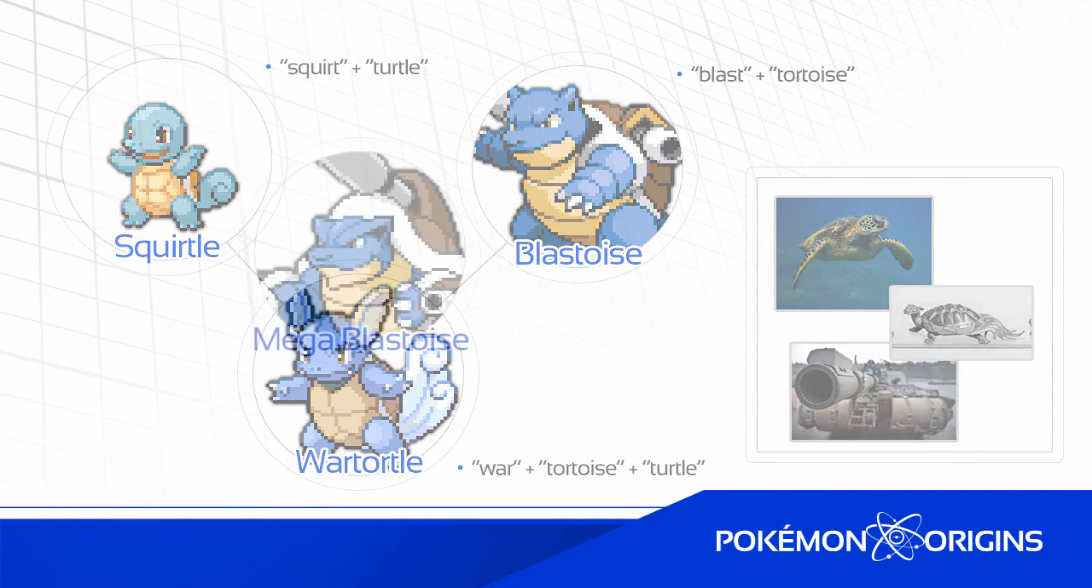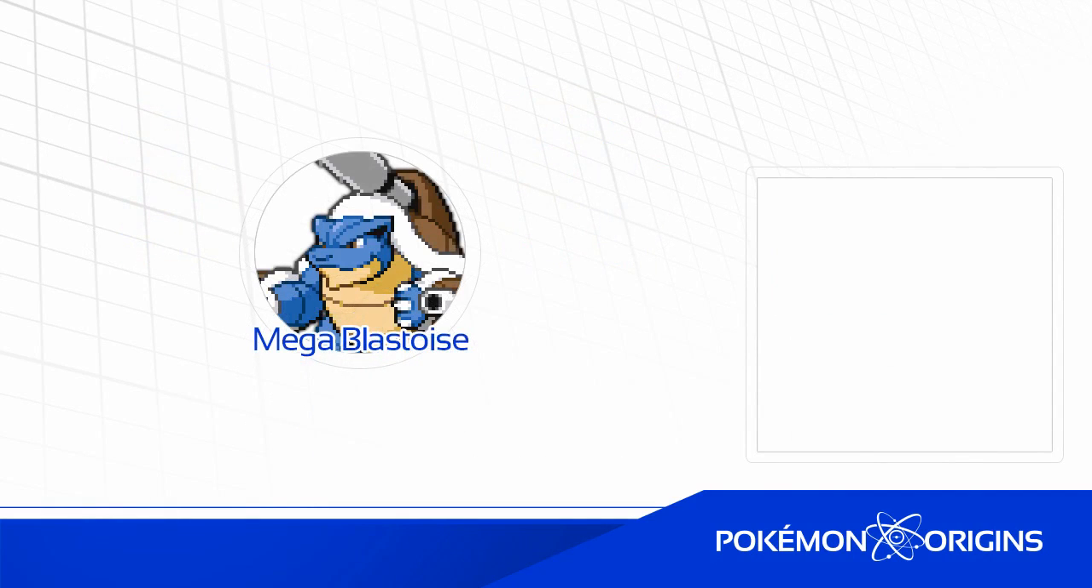Of course, once more we have Mega Blastoise, very similar however, and there's not much change in the design apart from extra hand cannons, just linking into the tank once more.